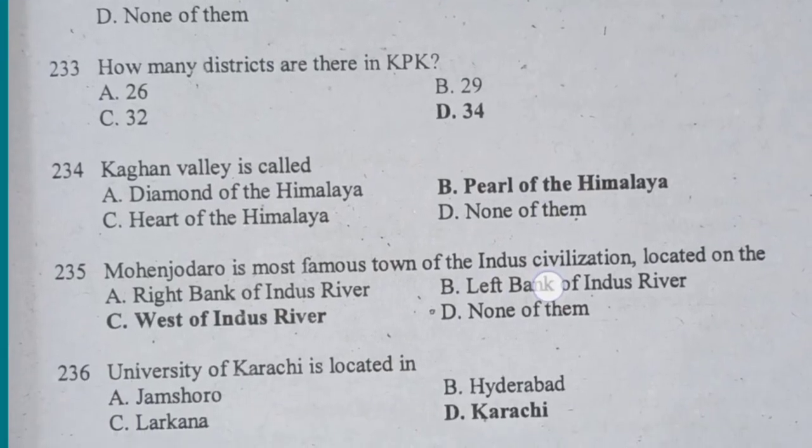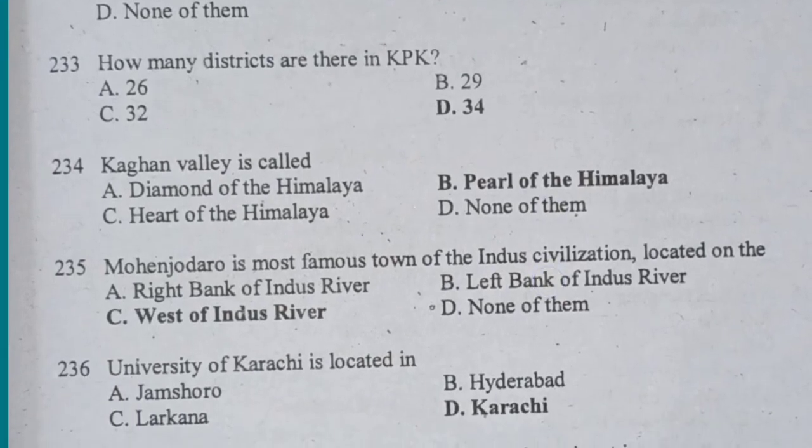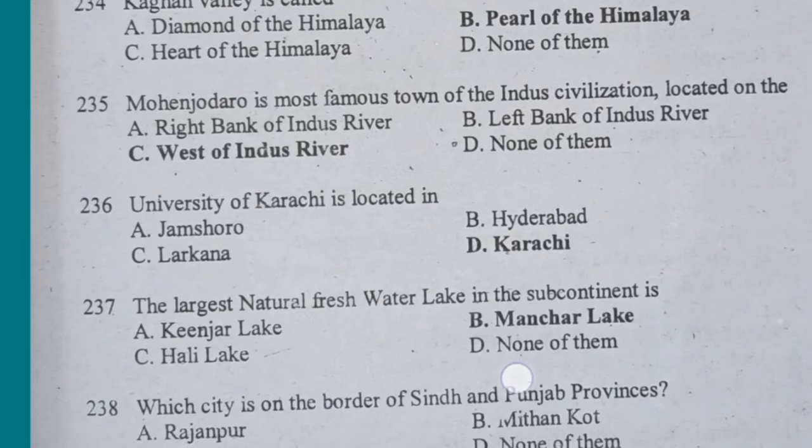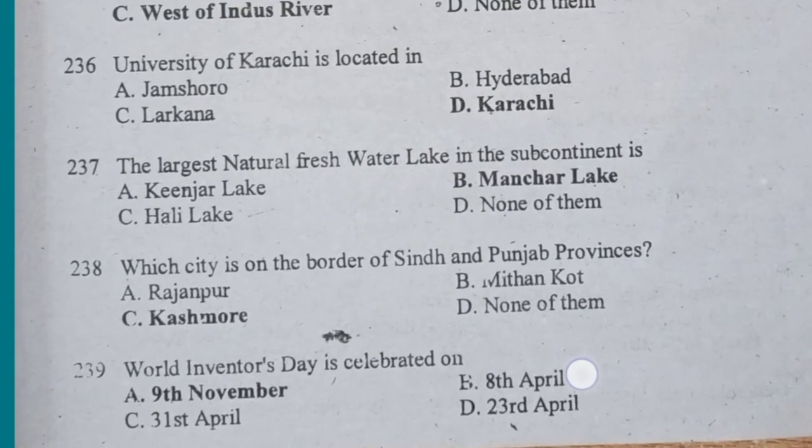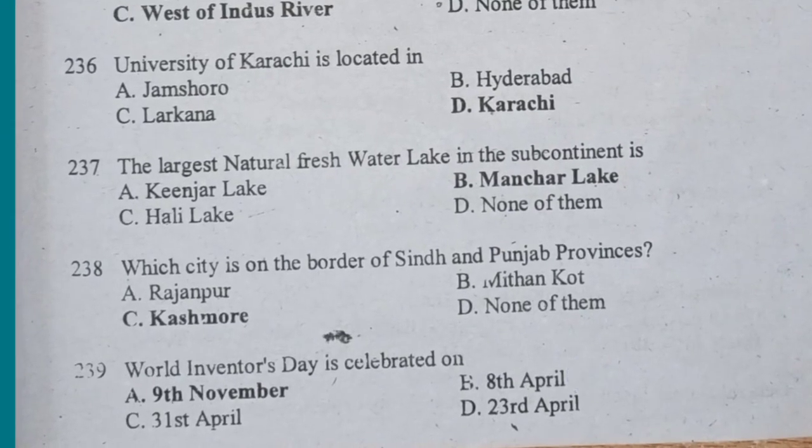How many districts are there in KPK? 34. Kaghan Valley is called the Pearl of the Himalayas. Mohenjo-daro is the most famous town of the Indus civilization, located on the west of the Indus River. The University of Karachi is located in Karachi. The largest natural freshwater lake in the subcontinent is Manchar Lake.